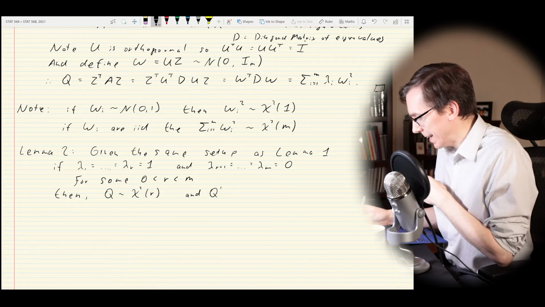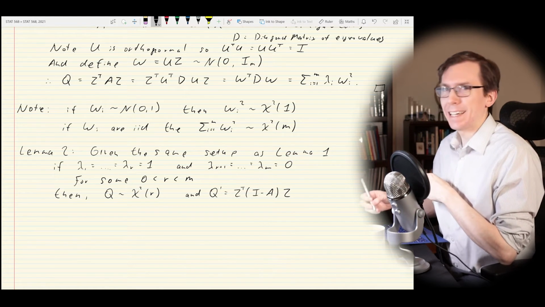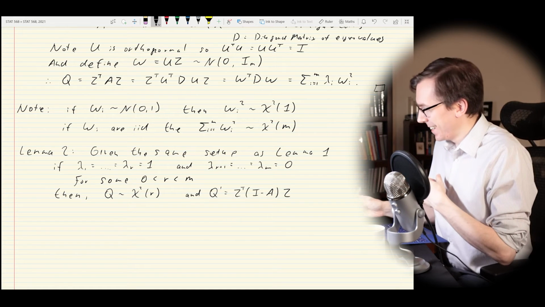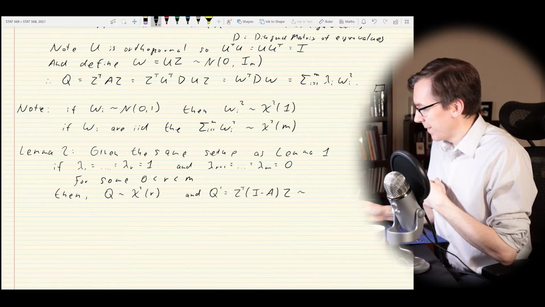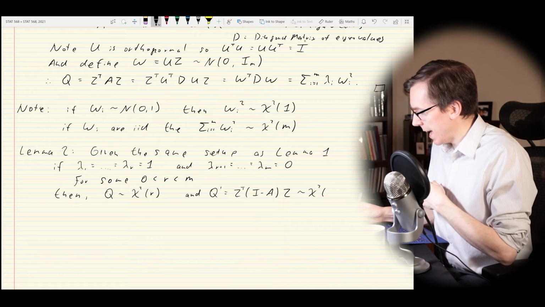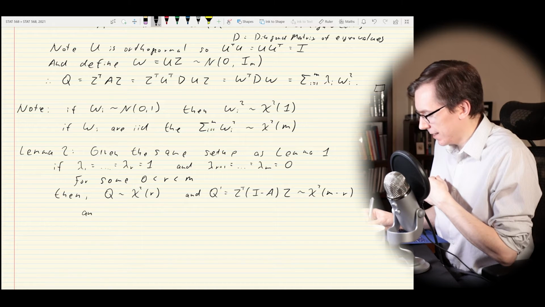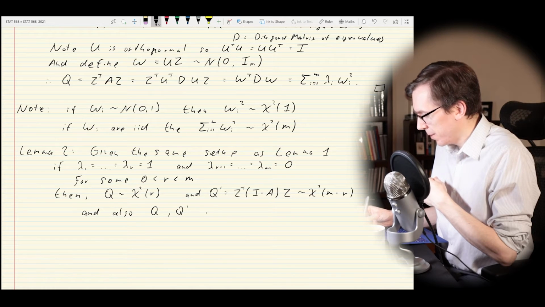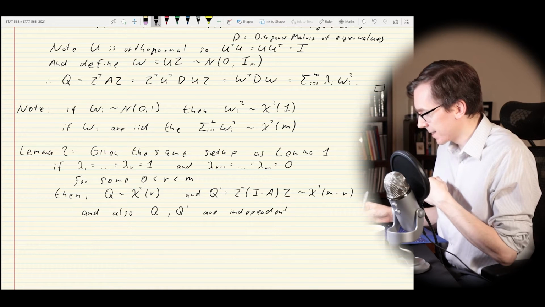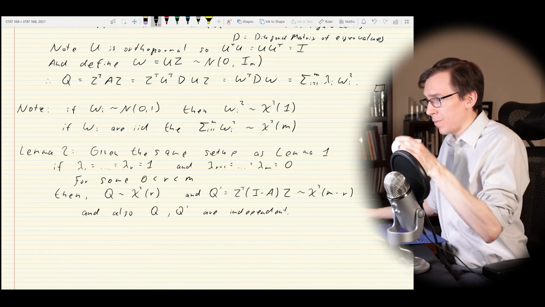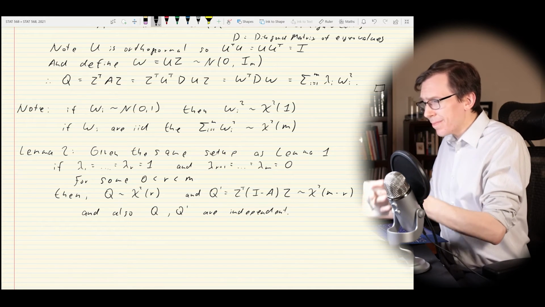Q prime, which is going to be Z transpose (I minus A) Z, which is kind of the complementary quadratic form, is going to have a chi-square distribution with M minus R degrees of freedom. And lastly, and also, Q and Q prime are independent. Excellent. So, how do we get to that?